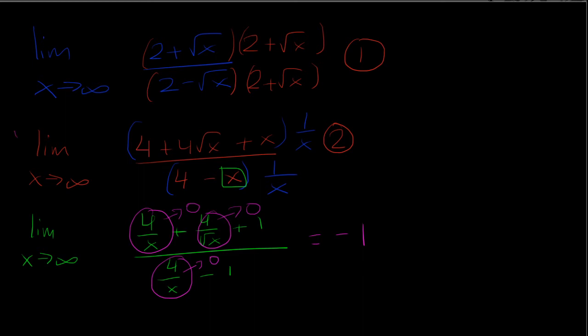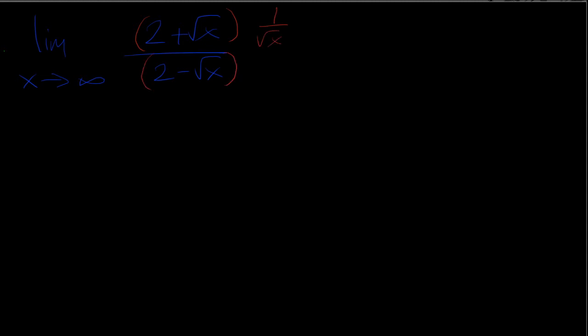We can go to this step by first understanding that we can divide everything by the highest exponent, or the highest degree of the bottom, which is the root x. So let's take a look at that. Let's redo this problem. We have the limit as x approaches infinity of (2 plus root x) over (2 minus root x). Here I'm going to multiply top and bottom by 1 over root x.